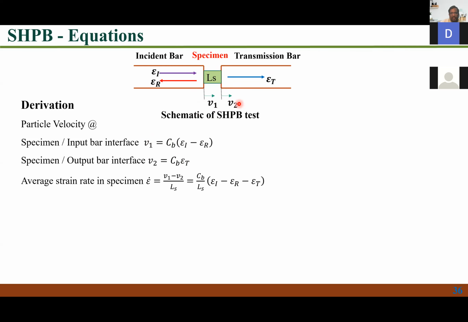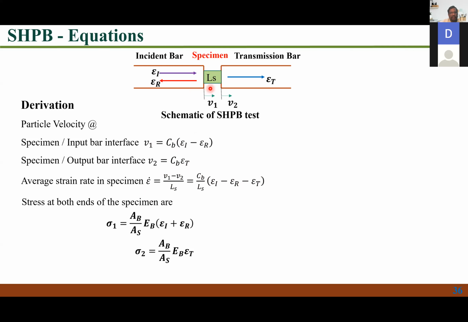So the difference in velocity divided by the length will give me the strain rate. So strain rate is what? Basically the deformation by time, right? How fast you're applying the deformation. Velocity is also the same way. The particle velocity is also the same. The particle is moving at a speed that I am dividing by the length. So basically I get a strain, how fast the strain is getting applied. So if you subtract these two, then you get an expression in terms of epsilon I minus epsilon R minus epsilon T divided by Ls times the wave propagation speed will give me the average strain rate in the specimen.